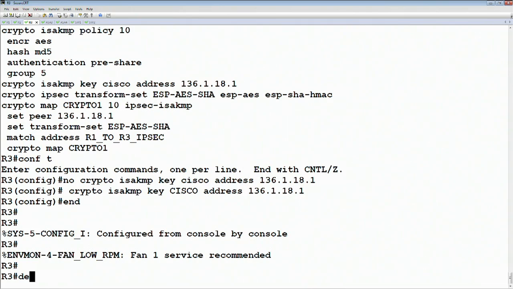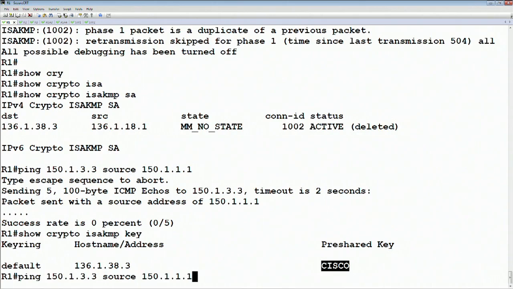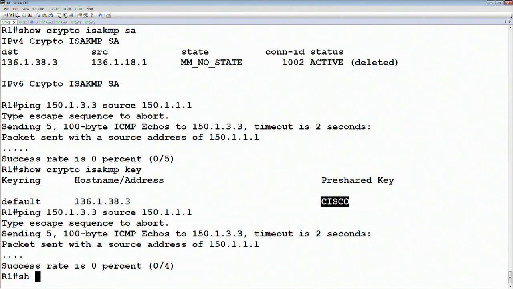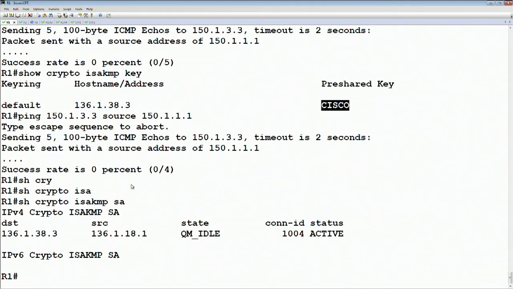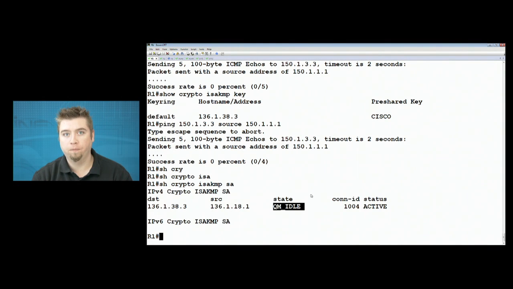Okay, so next let's do our debug again, debug crypto ISAKMP. And let's now try initiating the session again. Okay, still no connectivity, but let's look at the show crypto ISAKMP SA. Okay, now we get to QM idle. This means what now? It means phase 1 was 100% correct. So the proposal process for those 4 attributes was good, the authentication was good. Now we move on to phase 2.